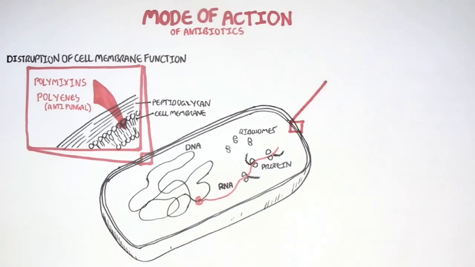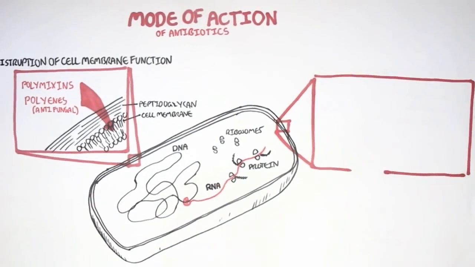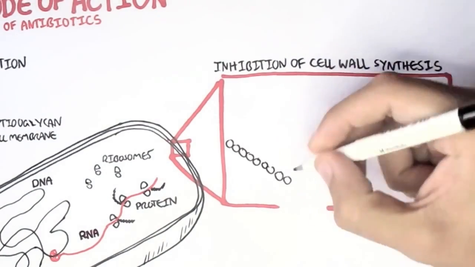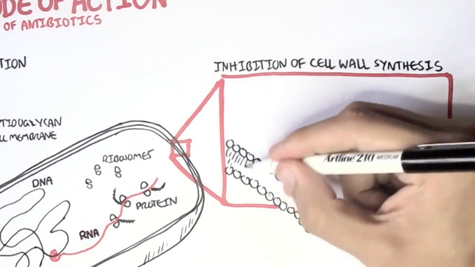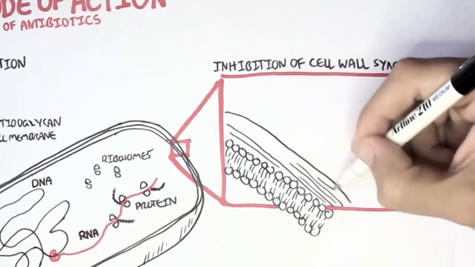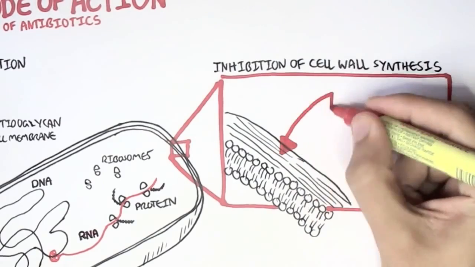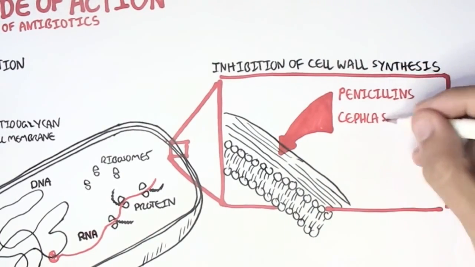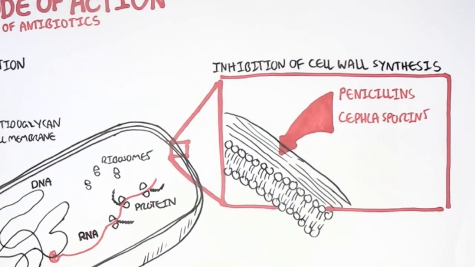Other antibiotic classes target the cell wall. These antibiotics will inhibit cell wall synthesis, so these drugs are therefore bactericidal. They will cause bacteria to die. Examples of these drugs are penicillin, cephalosporin, and bacitracin. I hope I pronounced that right.